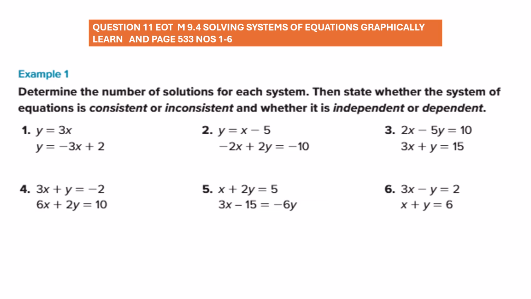So when we get a question that states that we need to solve systems of equations graphically, there are certain things that are expected of us. Firstly, we need to determine the number of solutions for each system, and then we are required to state whether the system of equations is consistent or inconsistent, and whether it is independent or dependent. So we have 6 examples to consider.